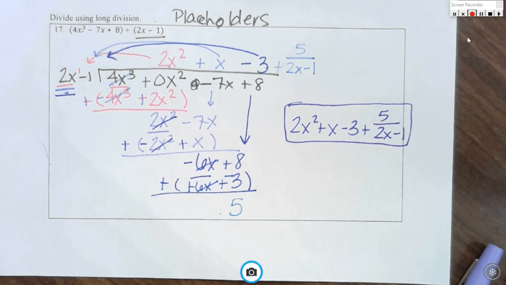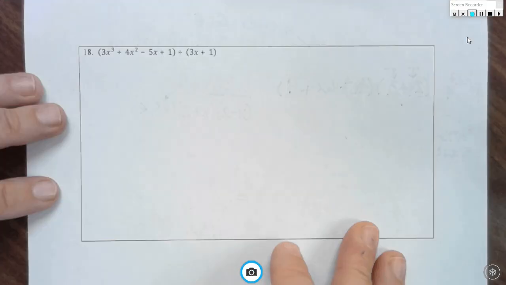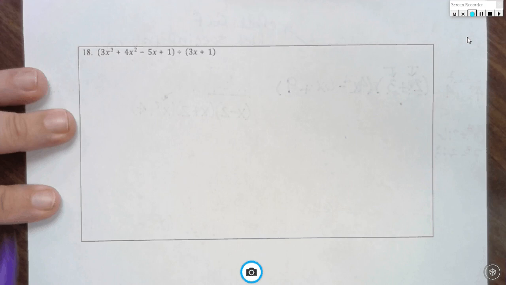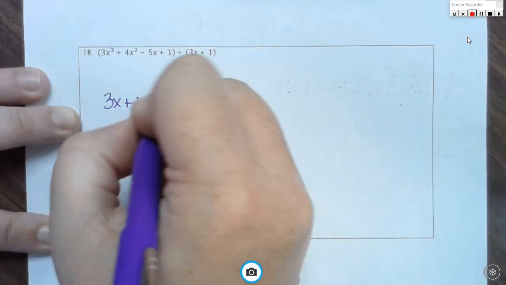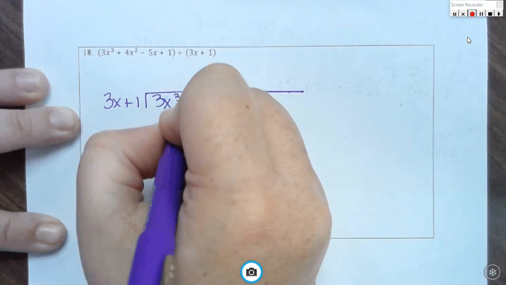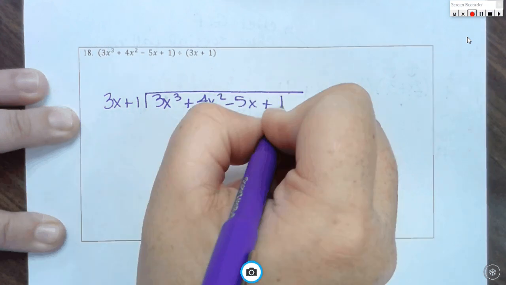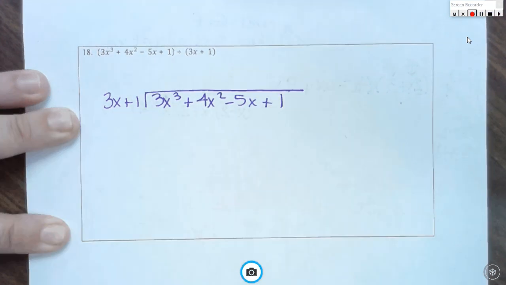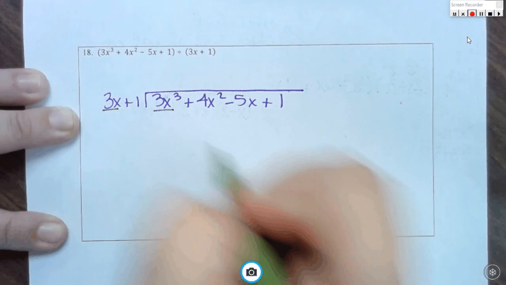All right, let's look together at the last one, number 18. Again, another long division, but we can handle that. Checking for placeholders as we go also. So I have 3x plus 1, and I have 3x to the third plus 4x squared minus 5x plus 1. All right, so let's get started. What do we multiply 3x by to get 3x cubed? And that would be x squared.